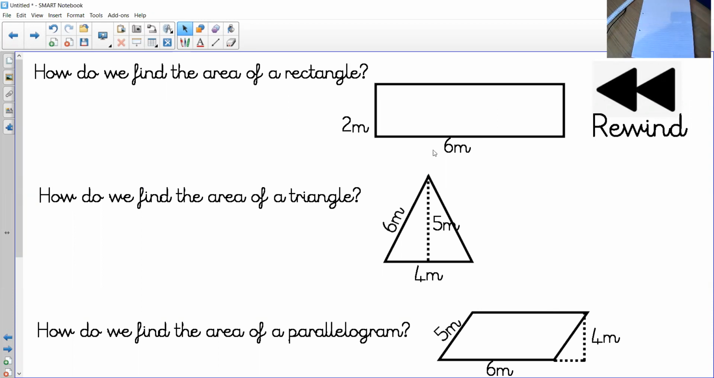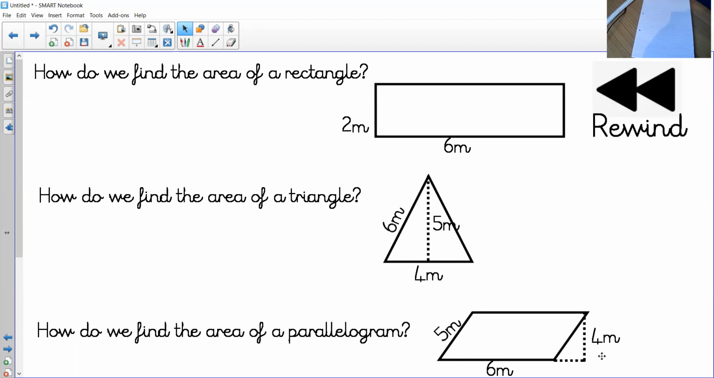Okay, so let's have a quick look. This one is nice and easy, base times height, which is 2 times 6, which is 12 meters squared. This one, base times height, and then divide it by 2. So 4 times 5, not the diagonal. Remember, we were looking at that word perpendicular yesterday with the right angle on there. So 4 times 5 is 20. Half it then is 10 meters squared for that triangle.